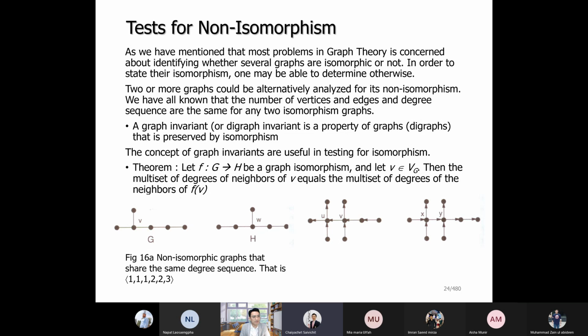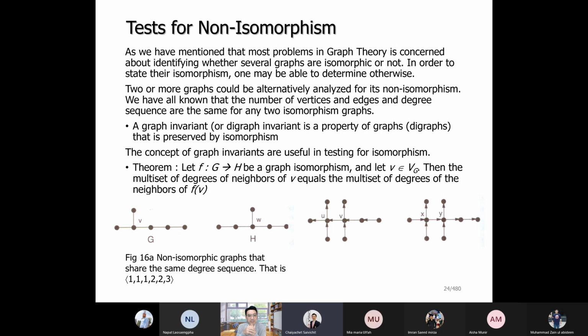Another thing, apart from what we have discussed so far, you can see that we have mentioned most problems of graph theory concern identifying whether several graphs are isomorphic or not. In order to state their isomorphism, we test on the number of vertices, the number of edges, and the degree, adjacency and non-adjacency. If you have two or more graphs to be analyzed for non-isomorphism, we all know that the number of vertices, edges and degree sequence are the same for any two isomorphic graphs.